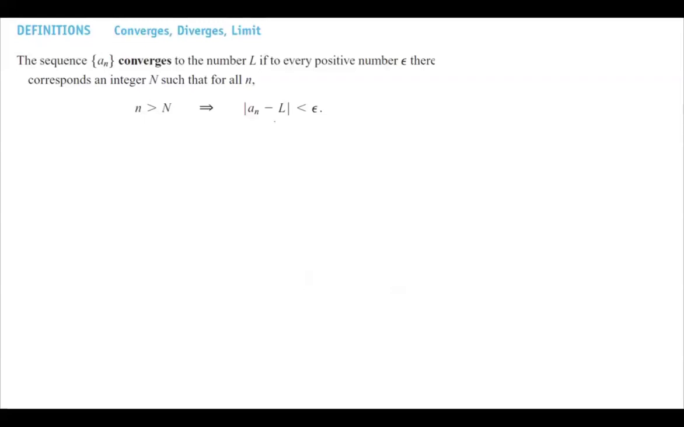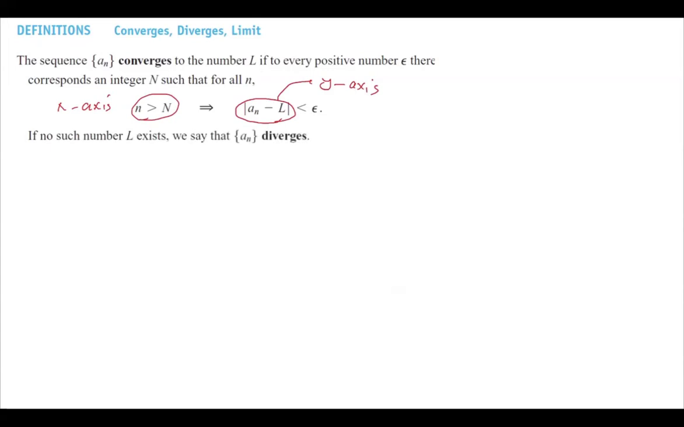So this happens on the y-axis. And this happens on the x-axis. That's the main difference between them. If you cannot find a fixed value, a unique value like L, then we say that, hey, the sequence diverges. If sequence a_n converges to L, we write down the limit of a_n as n goes to infinity is equal to L, or simply a_n approaches L.